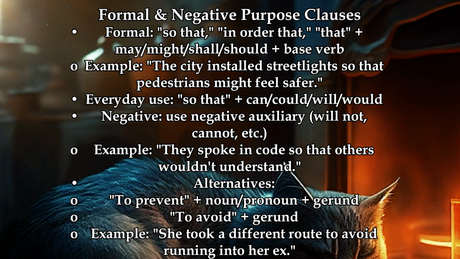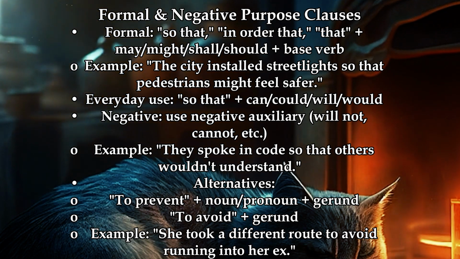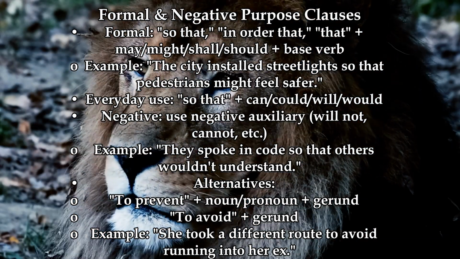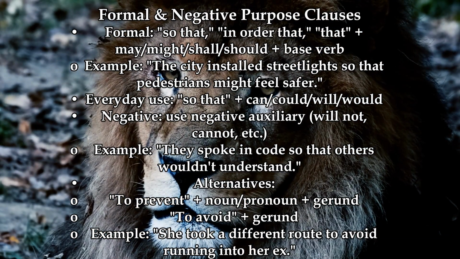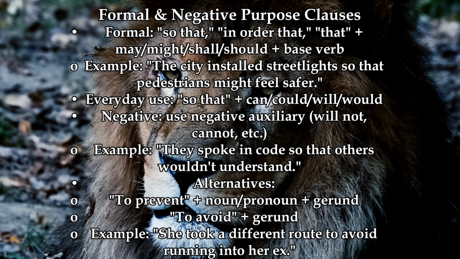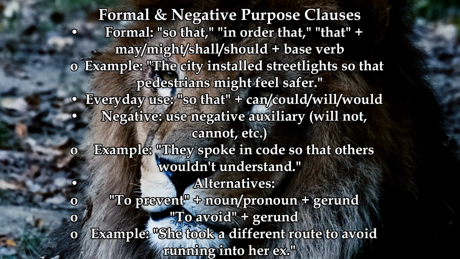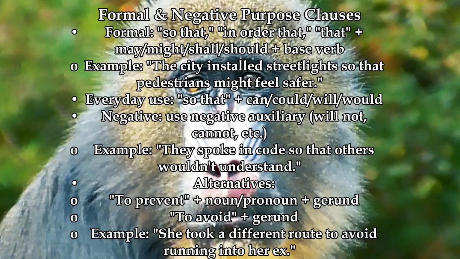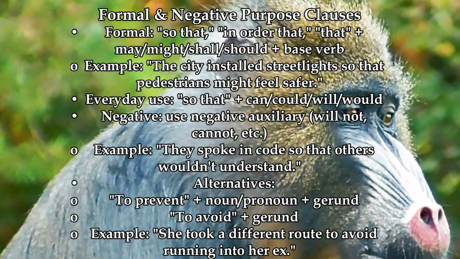Alternatively, you can often use to prevent, followed by a noun or pronoun and a gerund, or to avoid, followed by a gerund. It's like using a detour sign to steer clear of an undesired outcome. For example, she took a different route to work to avoid running into her ex-boyfriend. He wore a disguise to prevent anyone from recognizing him.